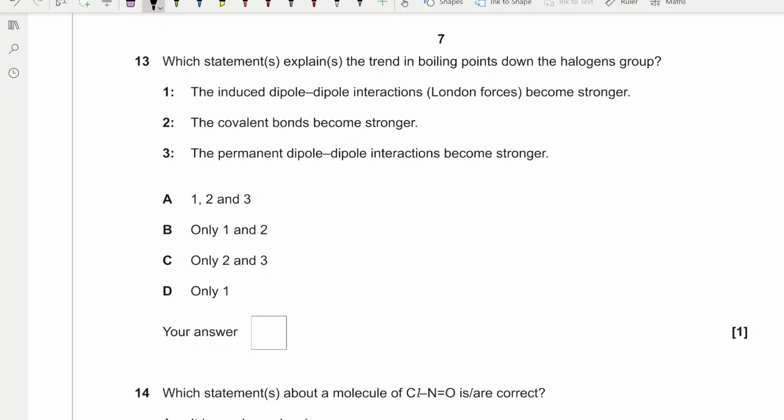So down the halogens group, we know that part 2 is incorrect because the covalent bond strength does not change down the group. And they do not have permanent dipole-dipole interactions because they're non-polar molecules, because there's no difference in electronegativities between two atoms which are the same. So there's no permanent dipoles. So we only have London forces. So we know that the answer is D.